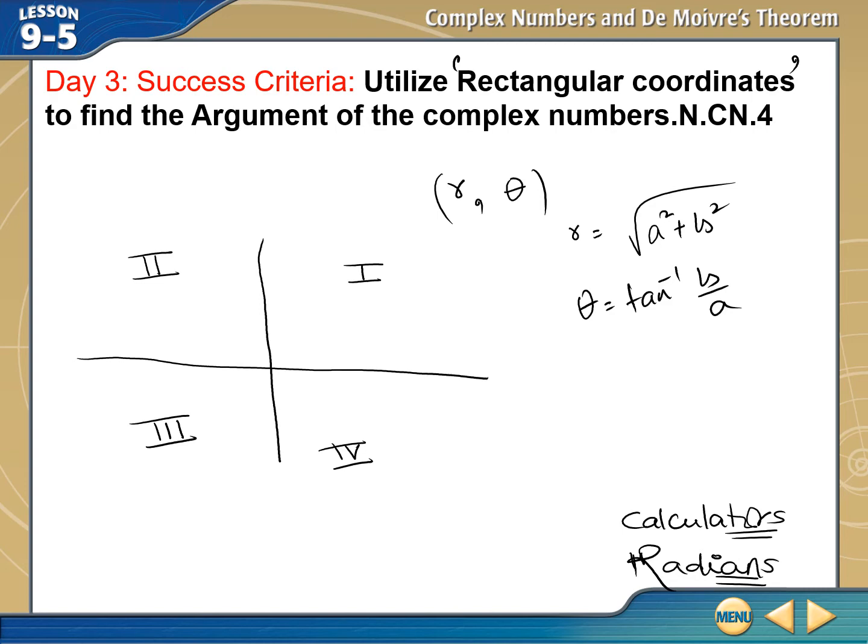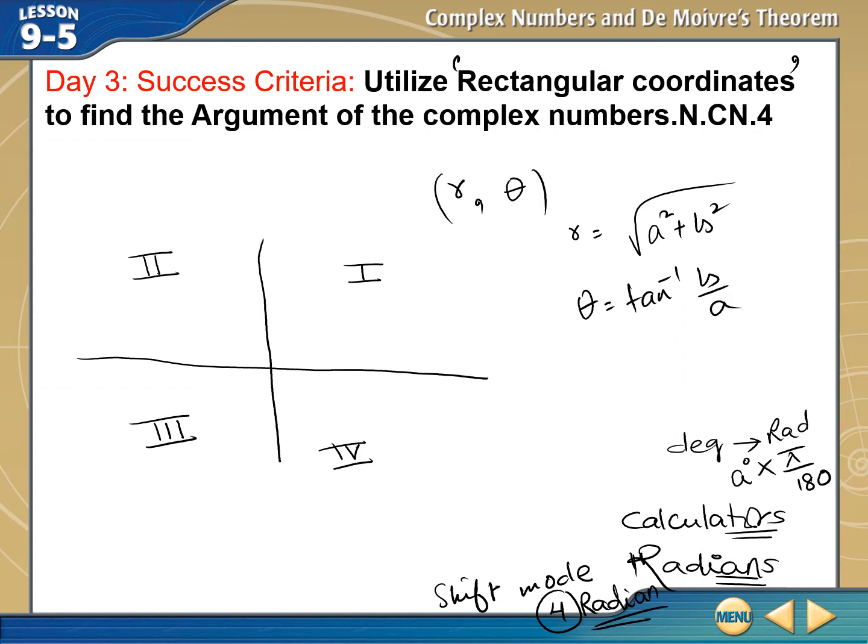If you don't remember how to convert degrees into radians, then whatever the degree, for example a degree, you have to convert it into radians, so multiply by pi over 180. But if you have the calculator, go and press shift mode. When you press shift mode, on the 4 it is written radian. You just press the 4 and your calculator is now in radian mode. Why am I saying all this? Because our calculation must be in radian mode.